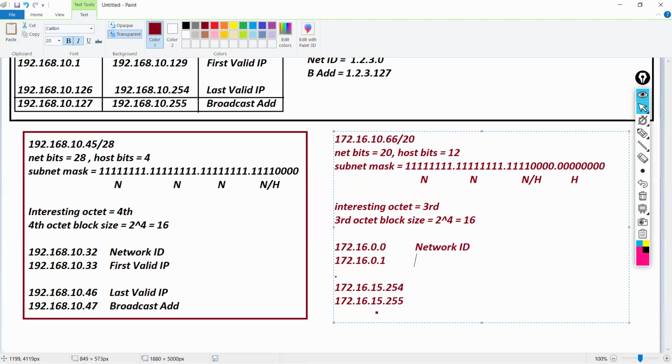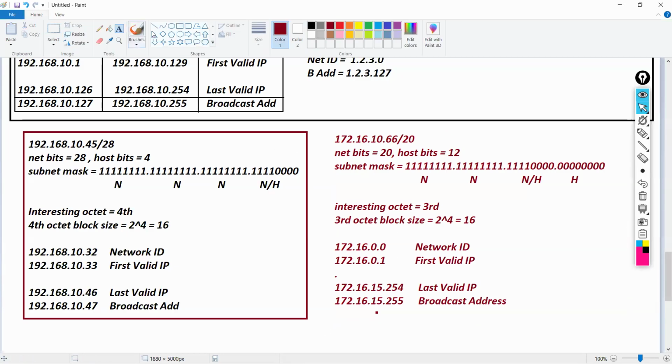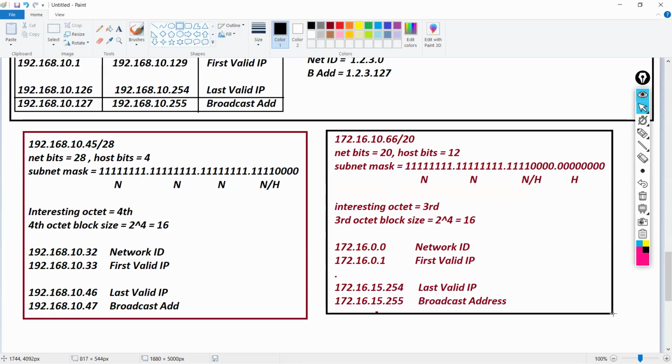Network ID, first valid IP, last valid IP, and the broadcast address. Is everyone online clear? Yes, sir. Okay. So always just focus on the interesting octet.